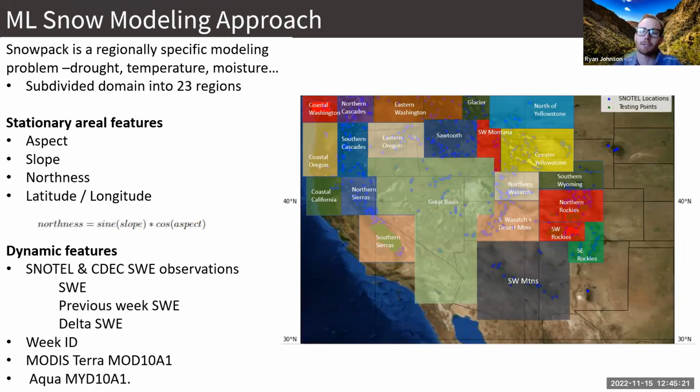The dynamic features account for near real-time conditions. So we have week ID, which begins October 1st, the start of the water year. And then we use SNOTEL and the California Data Exchange Center SWE observations. So we have real-time SWE, we use the previous week SWE, and then we create a metric called Delta SWE that communicates the difference between this week and the previous week.